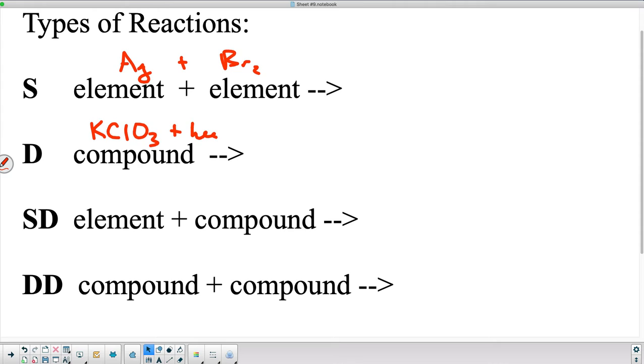It can be plus heat, but it doesn't have to be. It can just be something like CaCO3 and then the arrow. So sometimes it can be plus heat and sometimes it doesn't have to be, but it's just a compound and then the arrow and no plus sign. That's another big indicator. That's for decomposition. For single displacement, I have an element plus a compound, and for double displacement, I have a compound plus a compound. So let's take a look at what we got here.